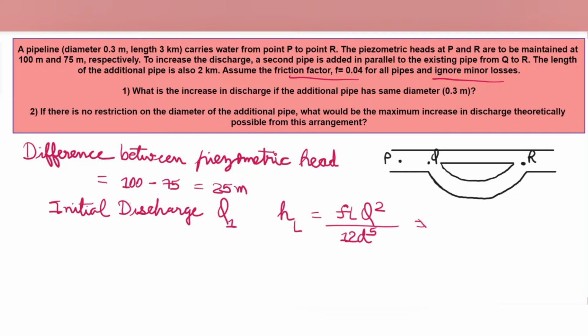Friction factor given to us is 0.04. The head loss due to friction, which I told you is 25, is equal to 0.04 into the length given to us, 3 kilometer, which is 3000 meter, into Q square, which is Q1 square, upon 12 d raised to 5. The diameter given to us is 0.3 meter, so it will be 0.3 raised to 5.